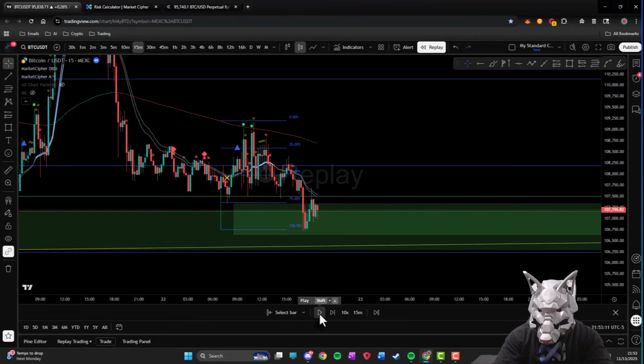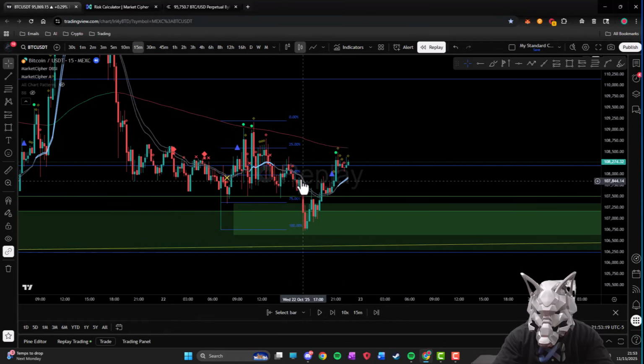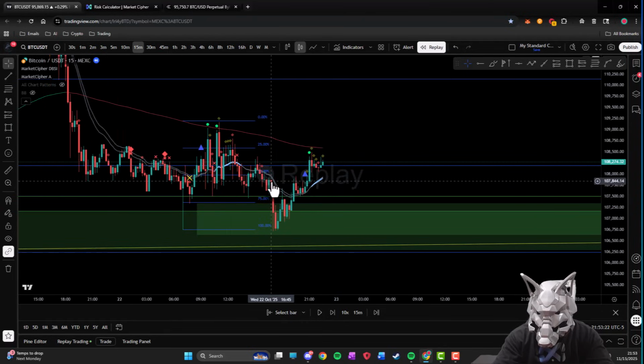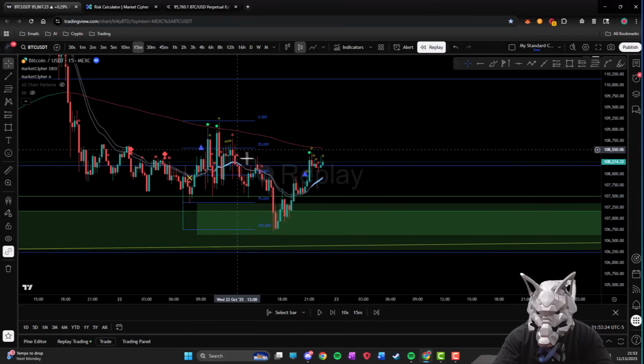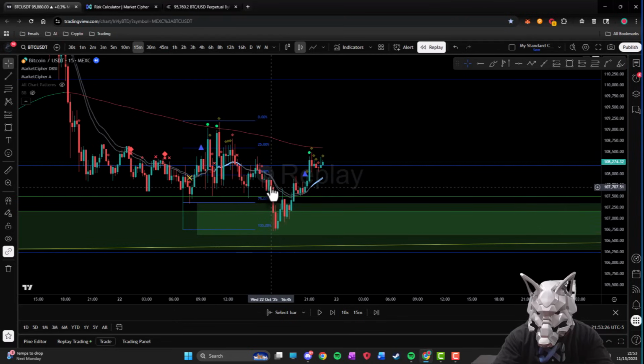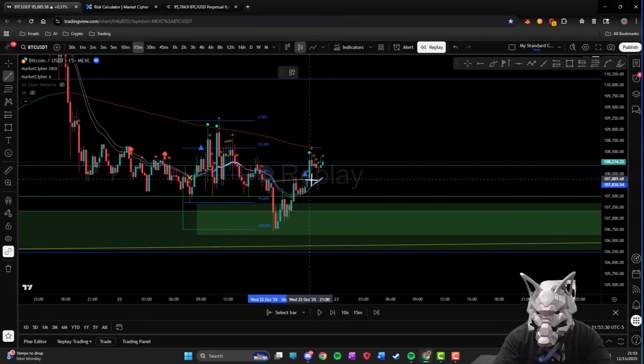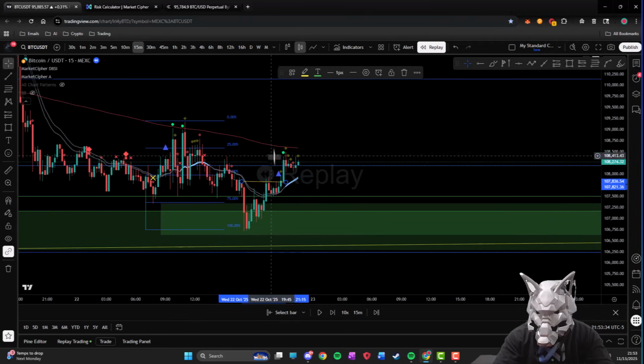Okay, so we dipped into the area. Perfect. So now you can get long here if you want, but I like to see just a little more confirmation. Okay, so here, this is the market structure, right? Up, down, up, and we broke here, and we broke right here. That was my cue to get in, right? So I got in. Some people wait and see if maybe it'll tap in a little bit.